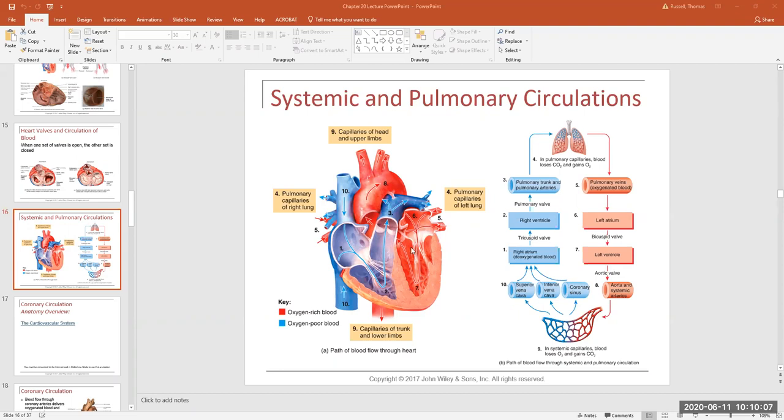Does anybody have any questions about the blood flow through the heart? The main thing here is where the blood is coming from to a ventricle, and where the blood is going from the ventricle, and through which valves? Because this is part of the anatomy we have to cover when we do the cardiac cycle.